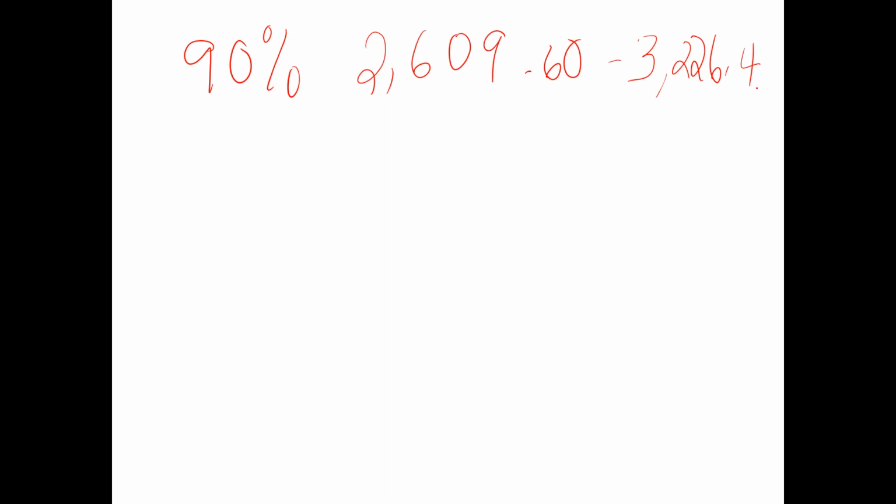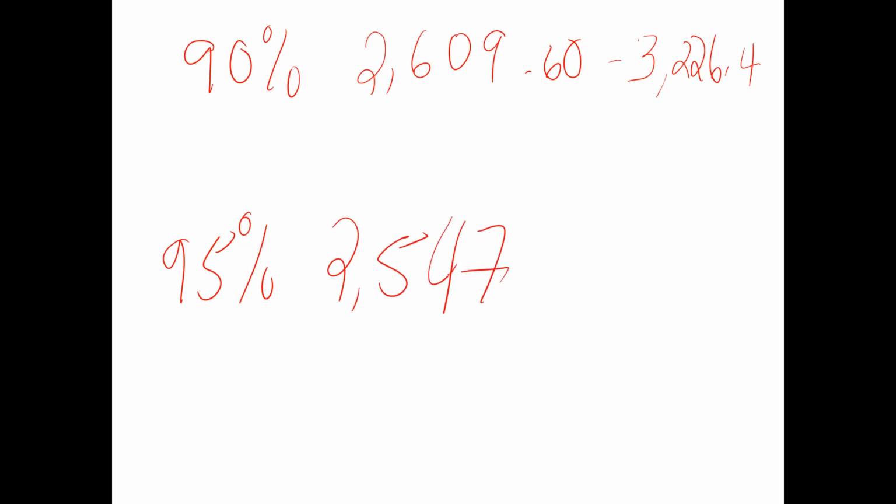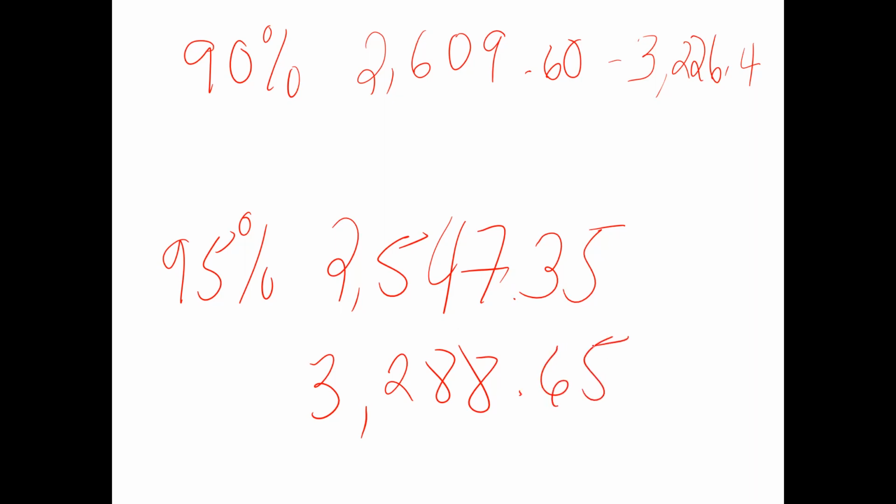All right, so I'm 90% confident that somewhere in between there is the average cost of two-year colleges. It's between 2,600 and 3,226 per year. All right, 95%. I'm 95% confident that the cost of colleges is between $2,547.35 and $3,288.65. Between those two, right?